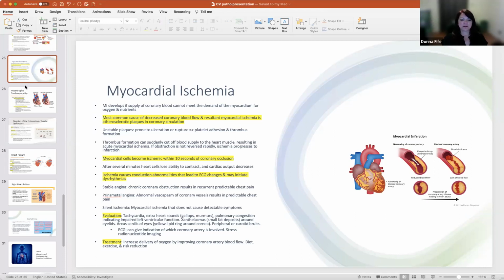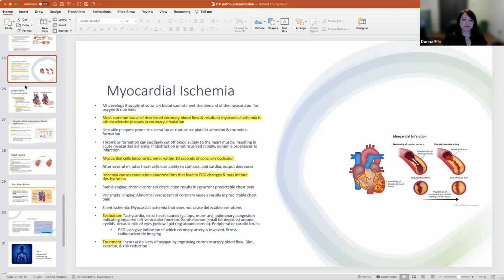Evaluation: we're going to look for tachycardia, and look for extra heart sounds such as gallops and murmurs. Is there pulmonary congestion that can indicate impaired left ventricular function? Xanthelasmas, which are small fat deposits around the eyelids. And the arcus senilis of the eyes, which is a yellow lipid ring around the cornea. And look for peripheral or carotid bruits.